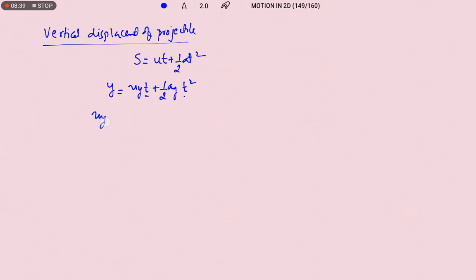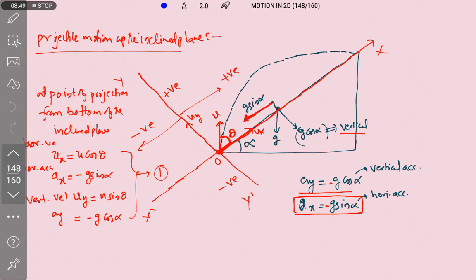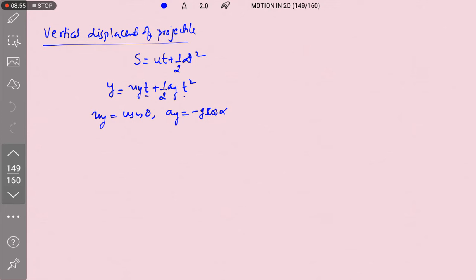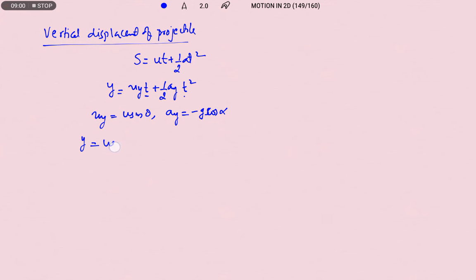So uy we know is u sine theta, and ay is equal to minus g cos alpha. From this figure we can get ay as minus g cos alpha, right? Substitute here. So y equals u sine theta into t minus half g cos alpha t square. So this is the expression for vertical displacement after t seconds along the inclined plane, right?